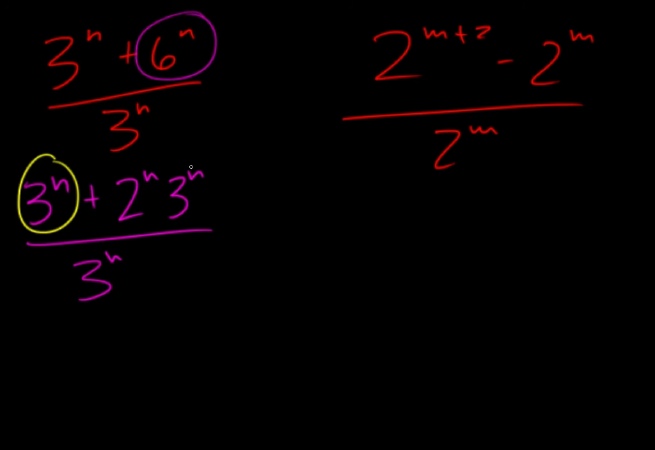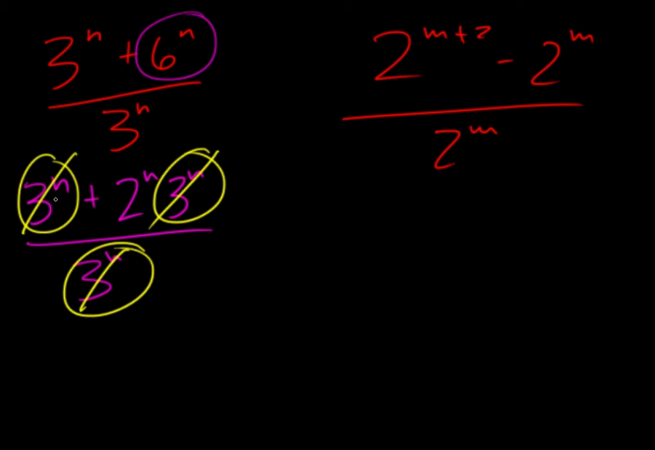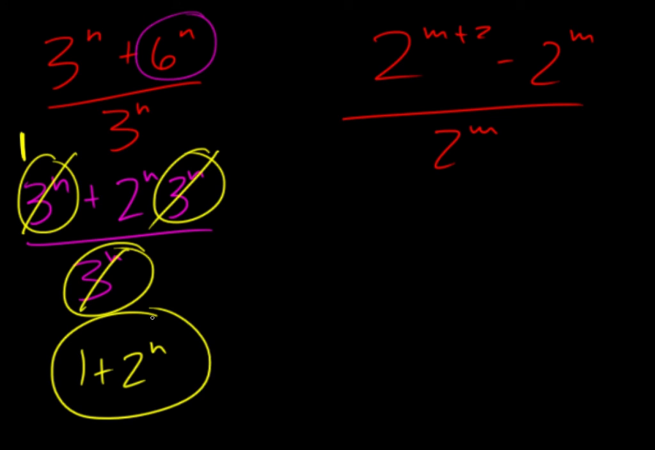And since this has a 3 to the n, this and this, we can cancel all of that. So this and this cancel. Since this goes away though, we need to leave a placeholder of a 1. So it's going to be 1 plus 2 to the n for our final answer on that.